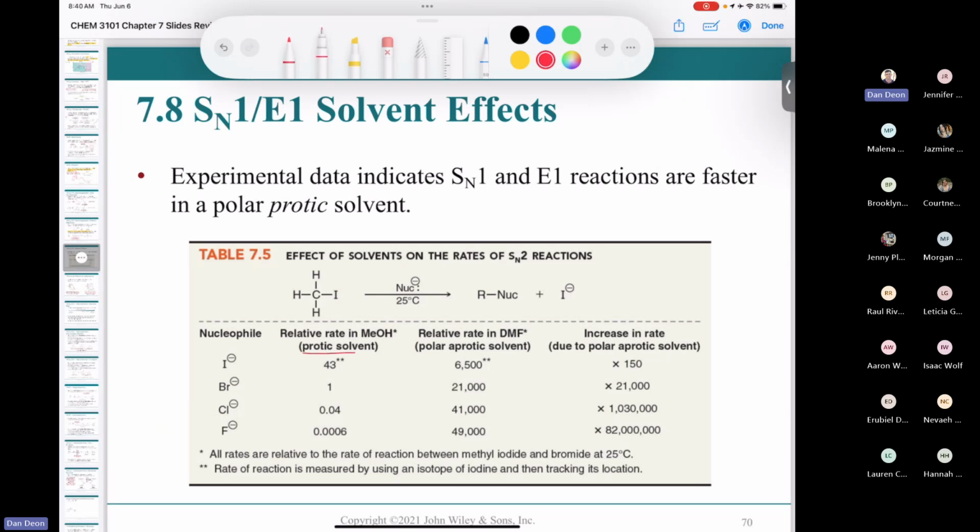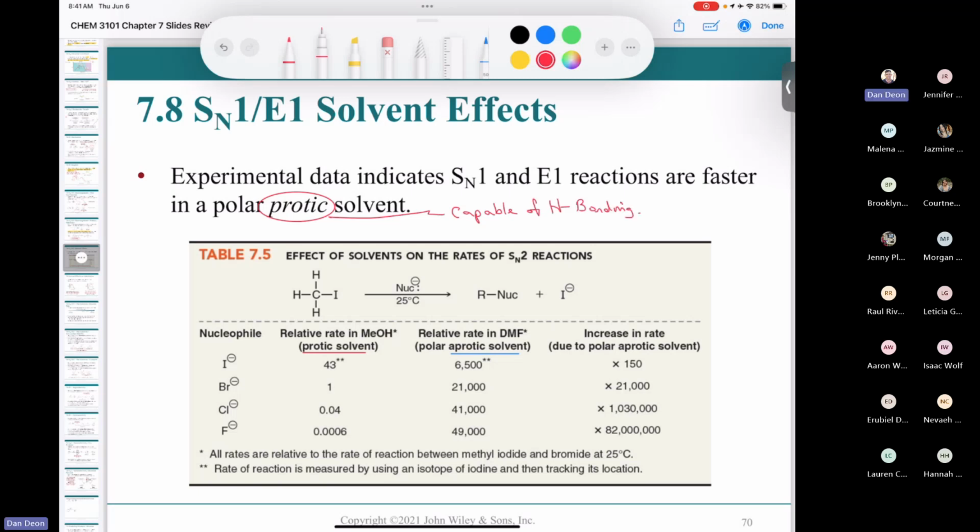It's comparing what's called a protic solvent versus an aprotic solvent. Maybe I'll use a different color for that. So we use blue. Protic solvent versus aprotic solvent. It says here, faster in a protic solvent. What does that mean exactly? If you don't remember what a protic solvent is, I can go over it with you. It's a solvent that is capable of hydrogen bonding.